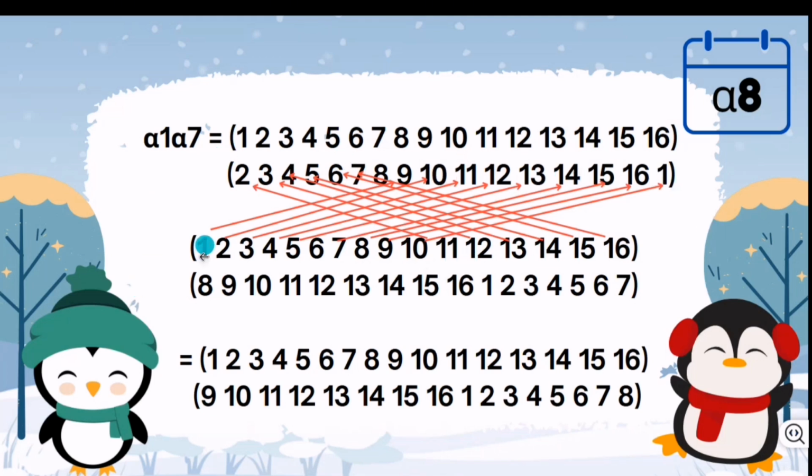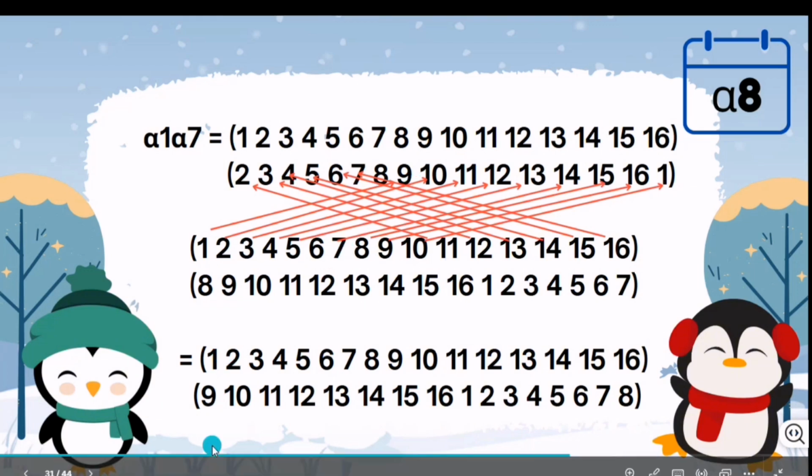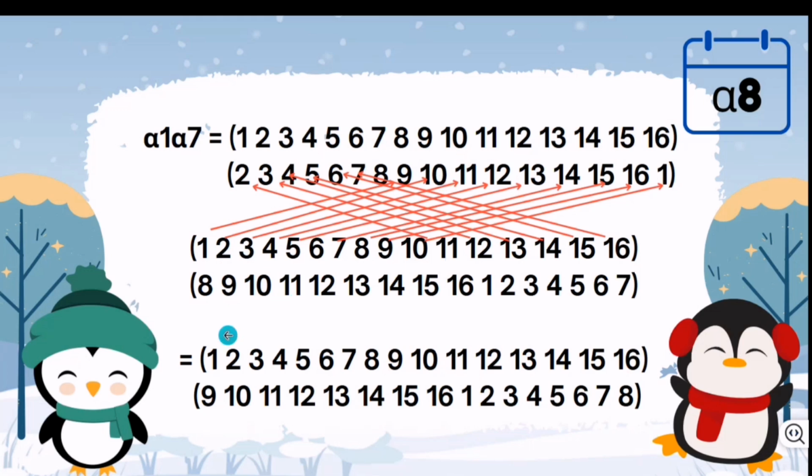Now we have alpha sub 1 combined with alpha sub 7. So the result is alpha sub 8, but we need to check that. So 1 to 8 and 8 to 9, the result is 1 to 9. Then we have 2 to 9 and 9 to 10, so we have 2 to 10.